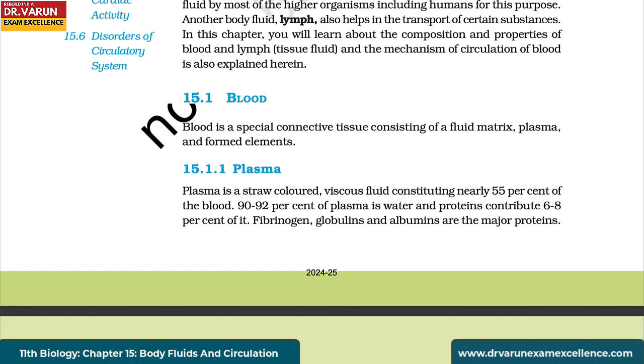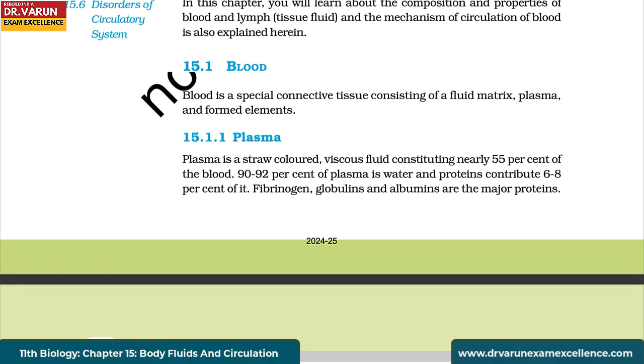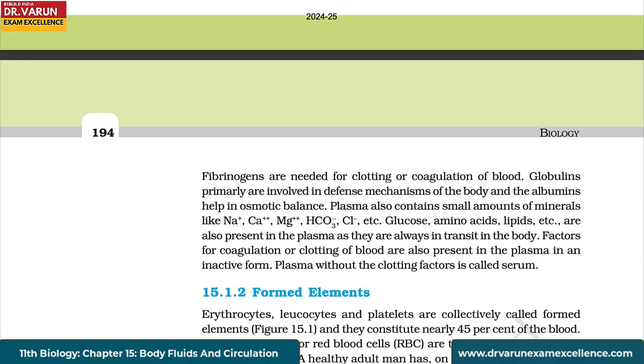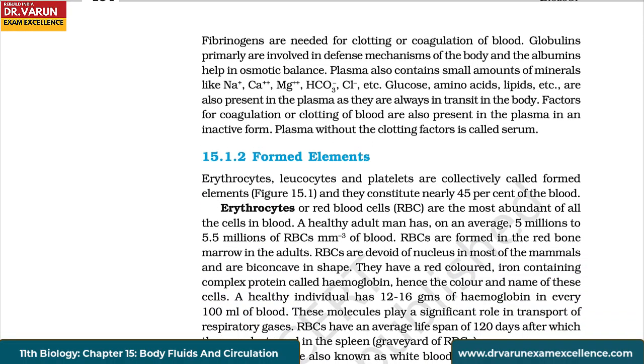90 to 92% of plasma is water, and proteins contribute 6 to 8% of it. Fibrinogen, globulins, and albumins are the major proteins. Fibrinogens are needed for clotting or coagulation of blood. Globulins primarily are involved in defense mechanisms of the body, and the albumins help in osmotic balance.